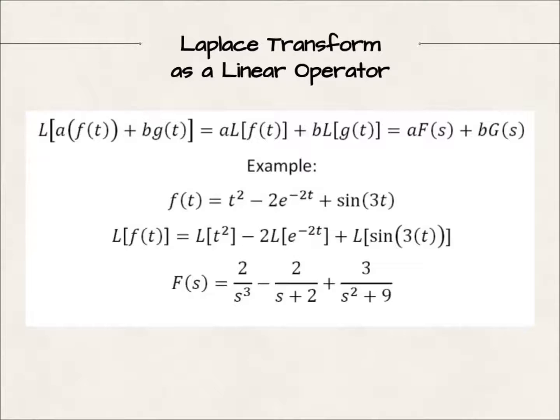Now let's do an example of this where we have the Laplace transform of t squared minus 2 e to the power of negative 2t plus sine of 3t. We can distribute that Laplace transform across each individual function and evaluate it separately. And then finally, we can add them together to find that 2 over s cubed minus 2 over s plus 2 plus 3 over s squared plus 9 is the final answer.